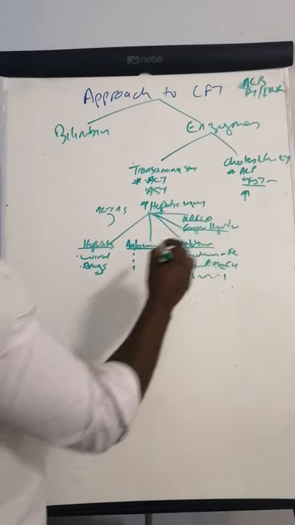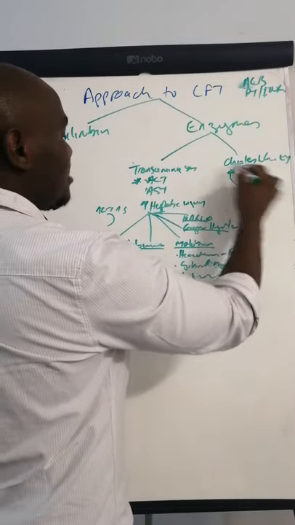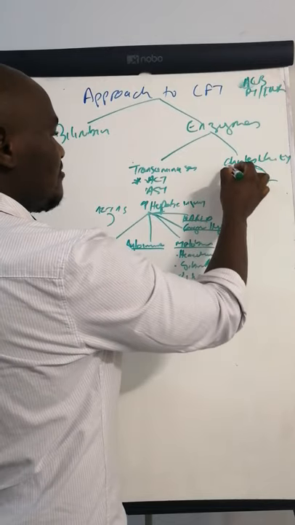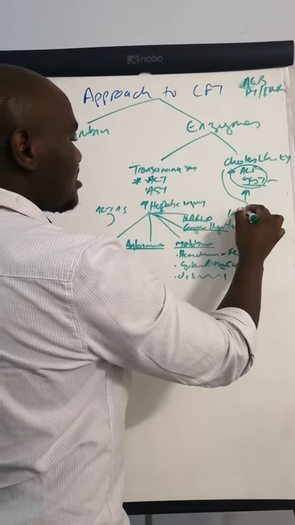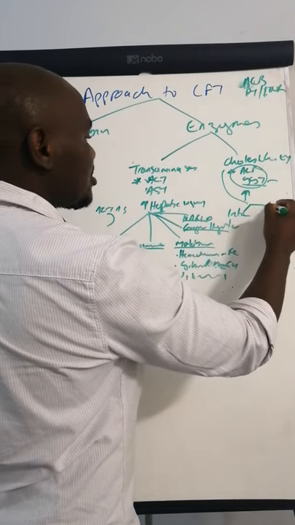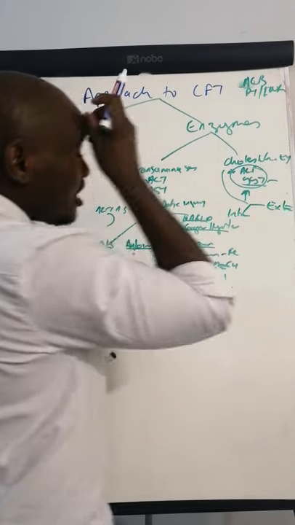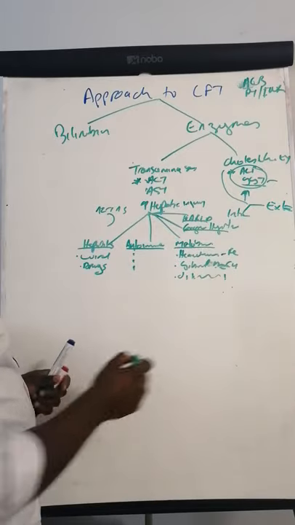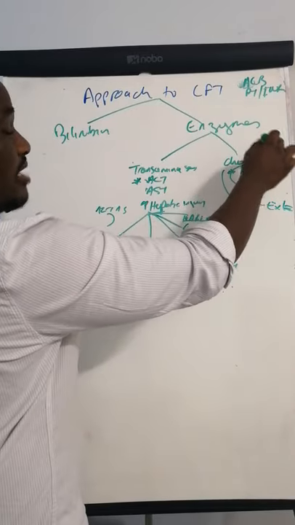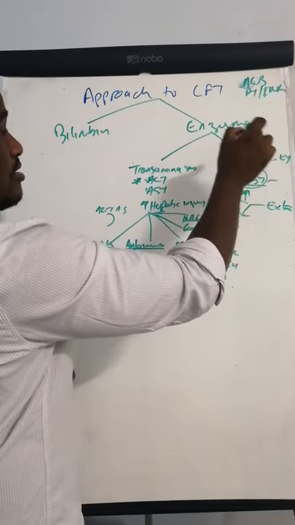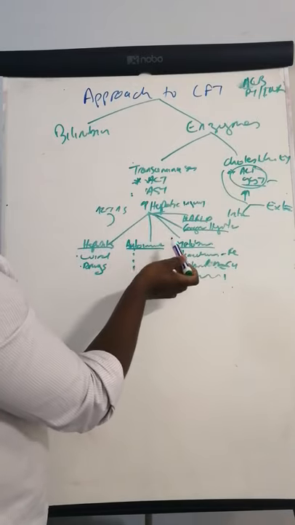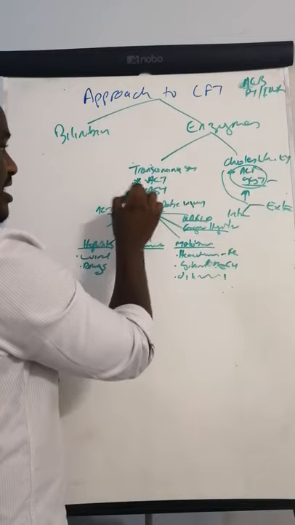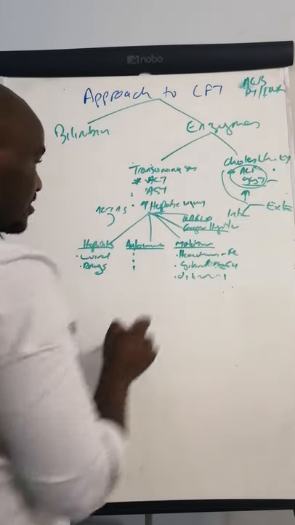So now, if you say you've got both of these high, then that's when we can say, okay, we've got cholestasis. But cholestasis can be intrahepatic and extrahepatic. So we are going to talk about these. And this is what they call surgical jaundice. This is what they call medical jaundice. This patient will be jaundiced, right? So this is what they call medical jaundice. This is what's called surgical jaundice.